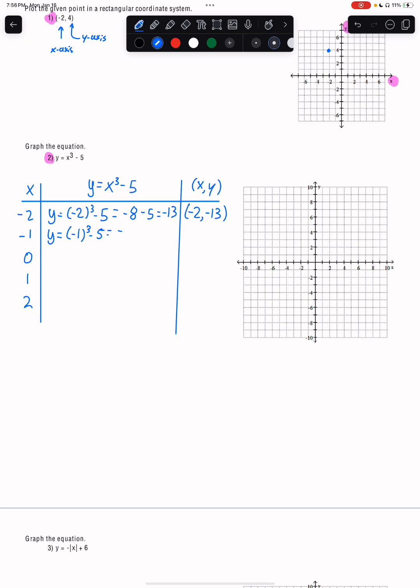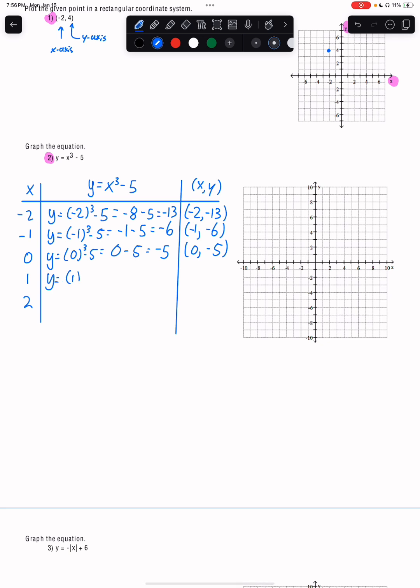-1 cubed is also -1. When you cube something, you're just multiplying it by itself 3 times. So it's like -1 times -1 times -1. All right, now we plug in 0. And 0 times 0 times 0 is, you guessed it, 0. Minus 5 here. Let me not forget to draw my coordinates. And that's what we'll plot when we're done.